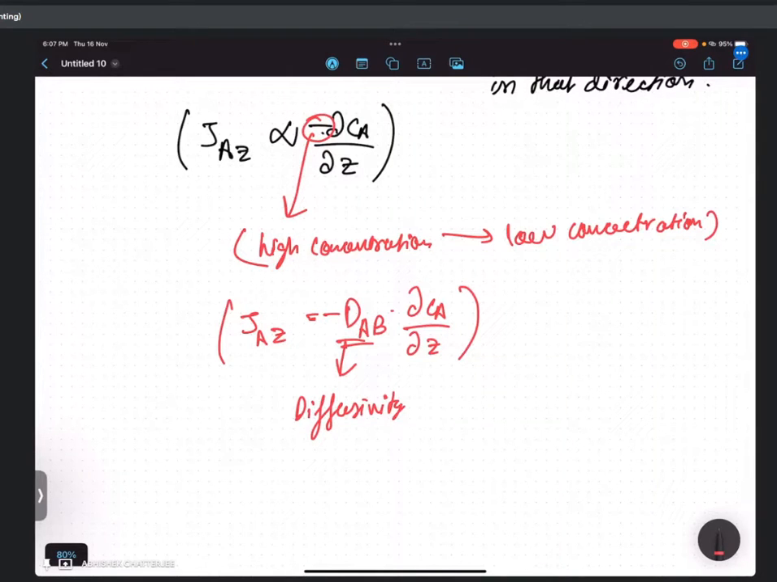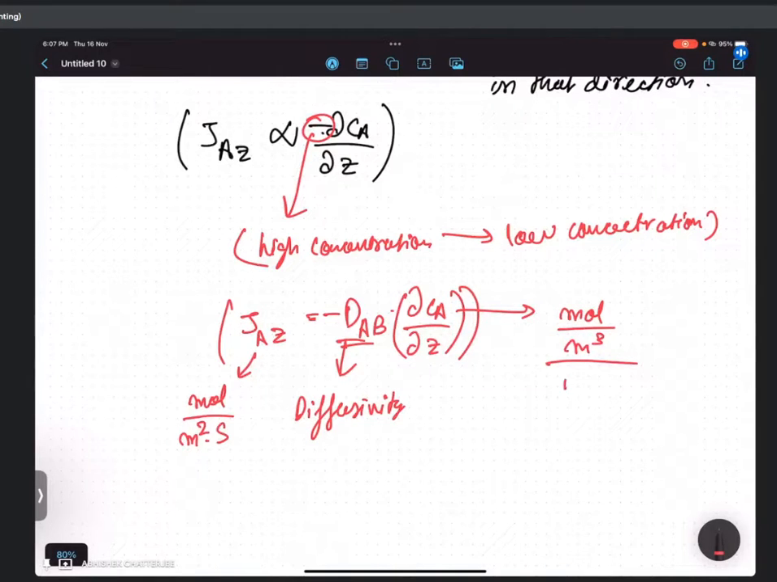So let us do a little bit of unit balance. What is the unit of flux? J is flux, no? So the unit of flux will be mole per meter square second. This we have seen yesterday. What is the unit of Ca? It will be mole per meter cube. And what is the unit of Z? That is distance, so meter. So this will become mole per meter to the power 4.